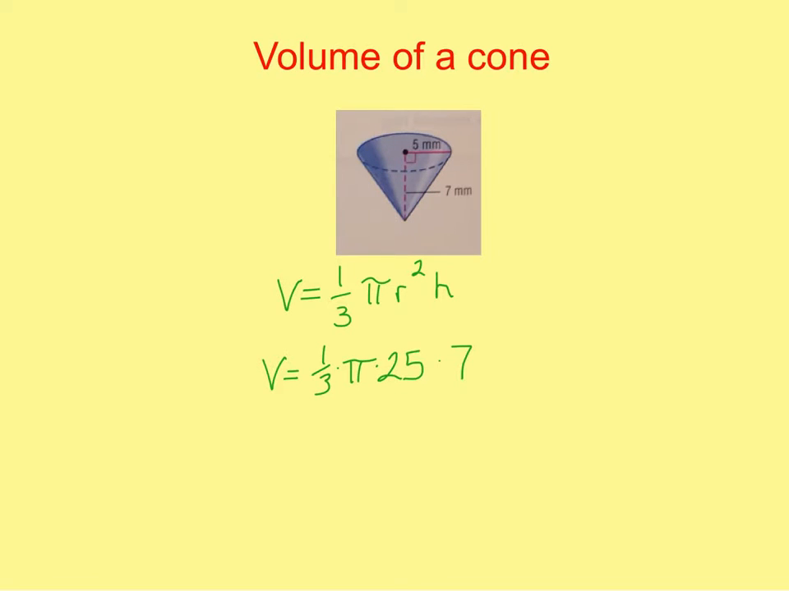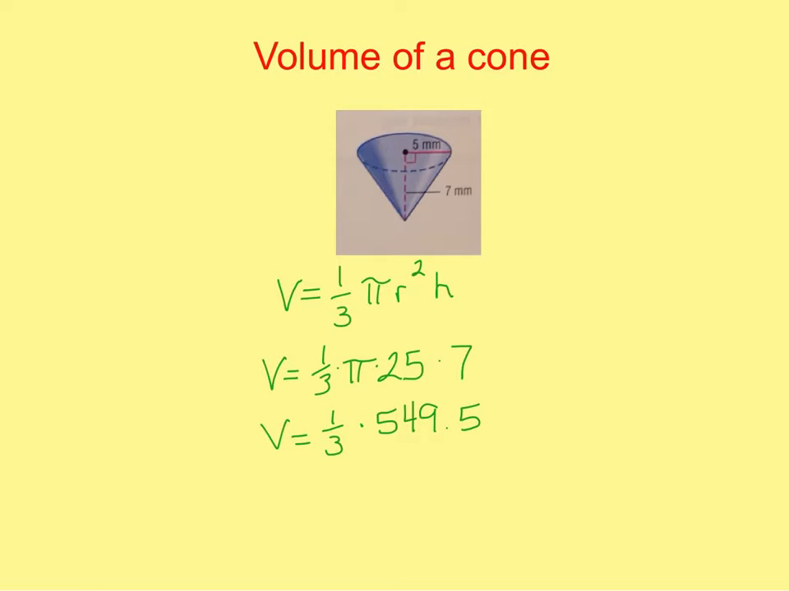And when I put in my radius, you can see that I squared it. My radius was 5, so squared would be 25. And so now I'm going to multiply this out. So I multiplied 7, 25, and 3.14, and I got 549.5.